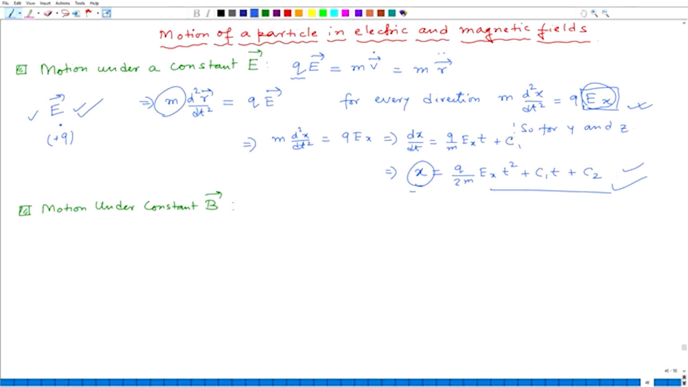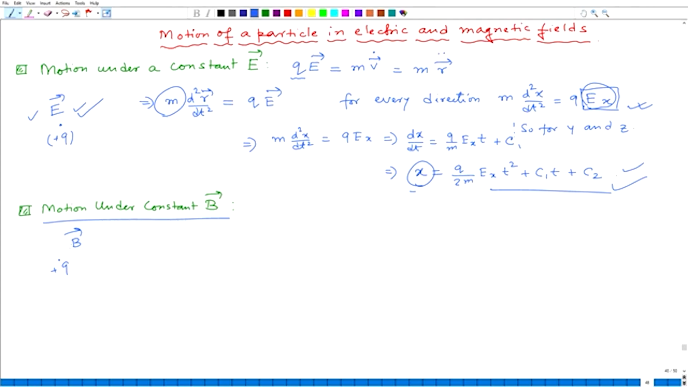Now, if we are considering the motion under a constant field B, then what happens? First of all, from the law of electrodynamics, or actually from the Lorentz force law, we know that if a particle Q is placed in a magnetic field B, which is also uniform, for the sake of simplicity we assume that B is uniform in time and space, then in general there is no motion due to this B.